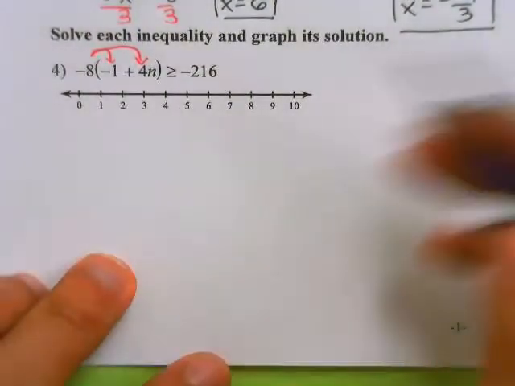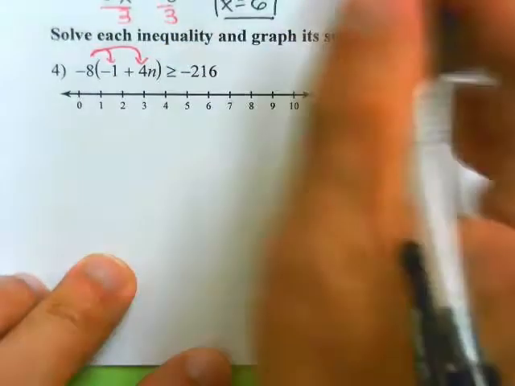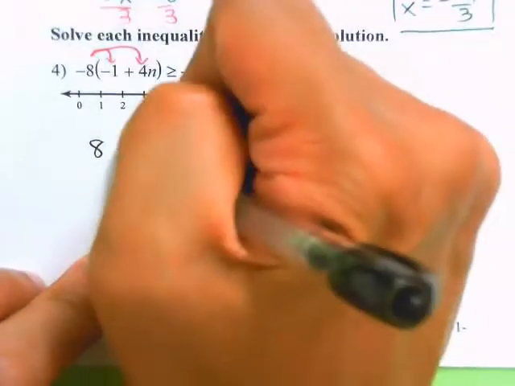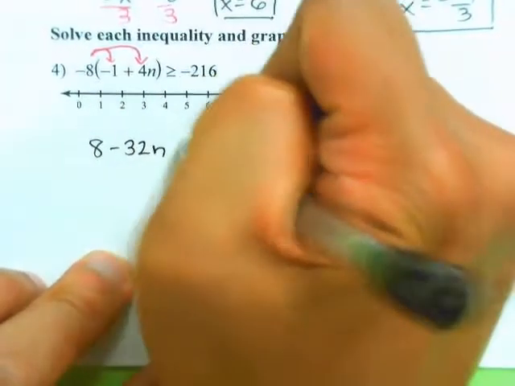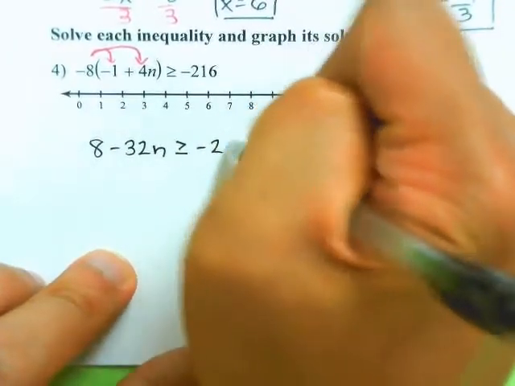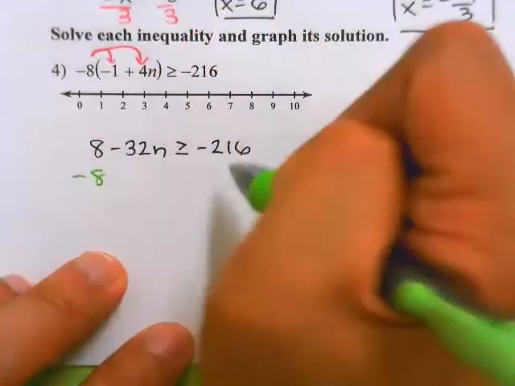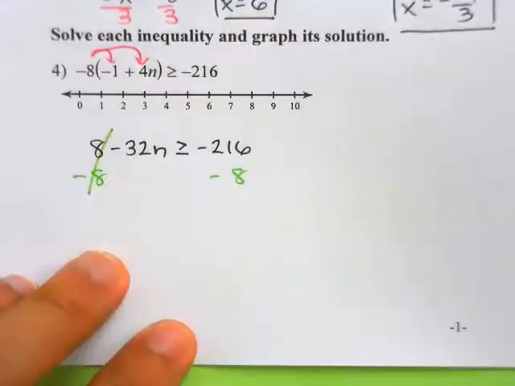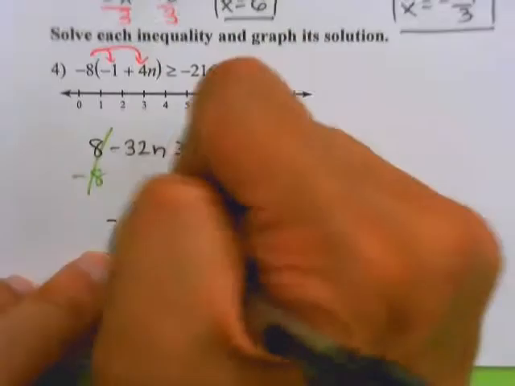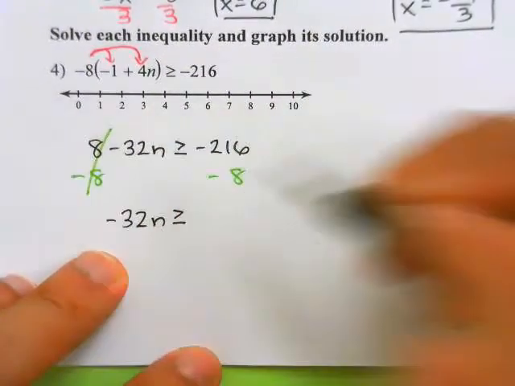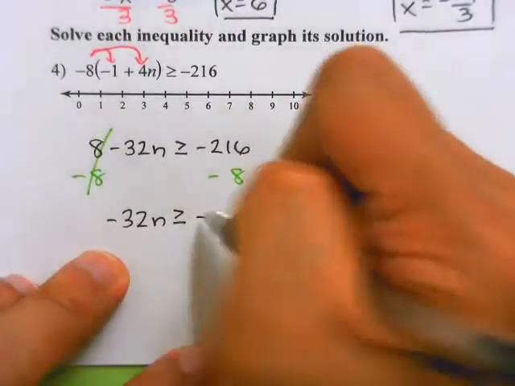On both of these terms inside the parentheses. Negative 8 times negative 1 is positive 8. Negative 8 times 4 is negative 32n, greater than or equal to negative 216. Okay, take that 8 out, subtract 8 on both sides because it's positive. Okay, negative 32n is greater than or equal to negative 224.